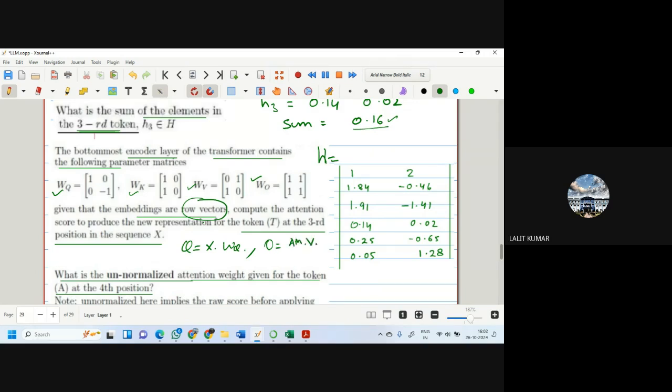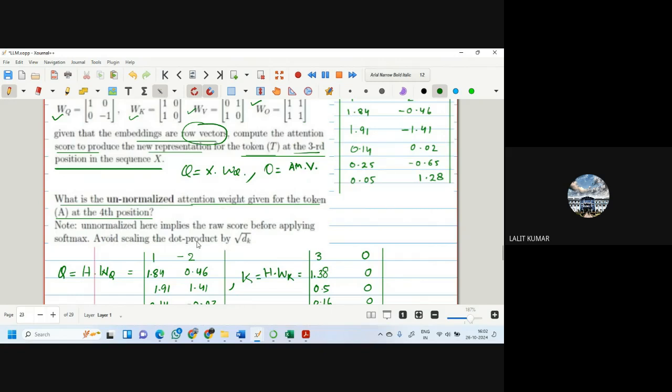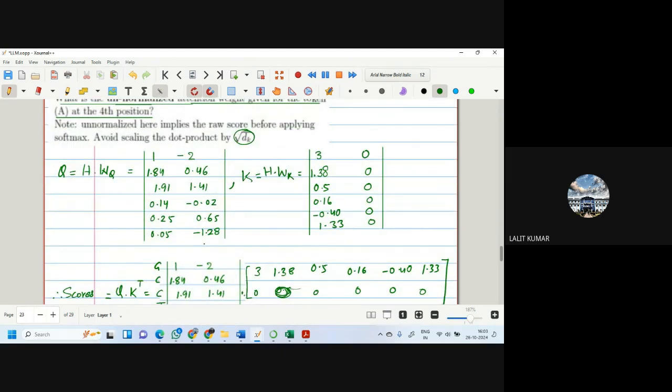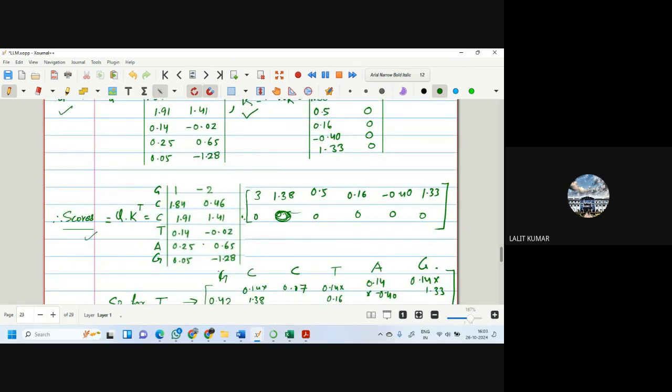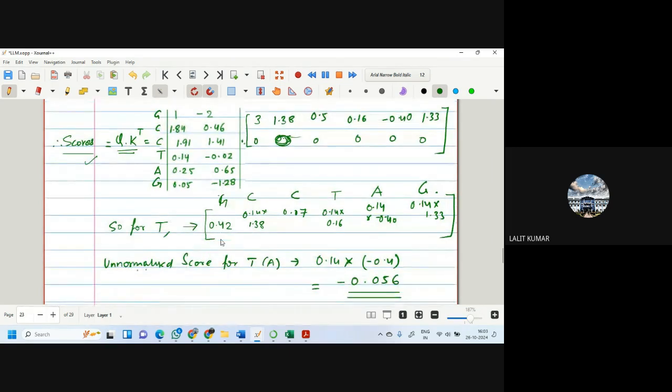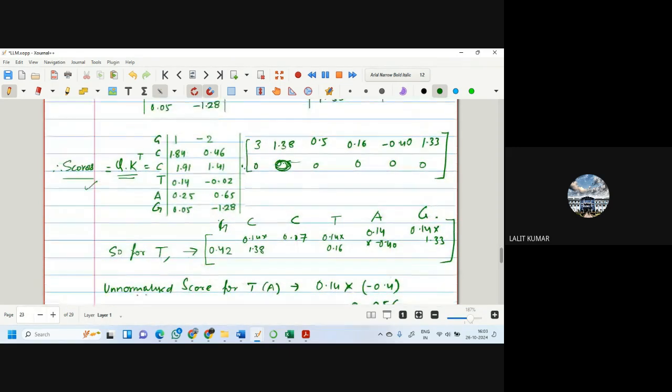Compute the attention score to produce the new representation for the token T at the third position in the sequence X. They have also asked to write down the unnormalized attention, so don't use the root d_k. A little bit of mathematics is there, but very easy. You find Q, you find K, and then you find the scores. Scores is nothing but Q into K transpose. When you multiply this, for T, these are the scores which you get.